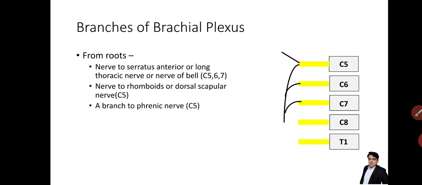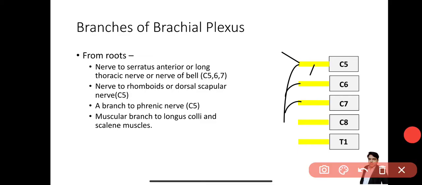Then a branch to phrenic nerve. Root value C5. This one. And last branch is muscular branch to longus colli and scaleni muscles. And these are the muscles of back. So this is nerve to serratus anterior, this is nerve to rhomboids, this is branch to phrenic nerve.